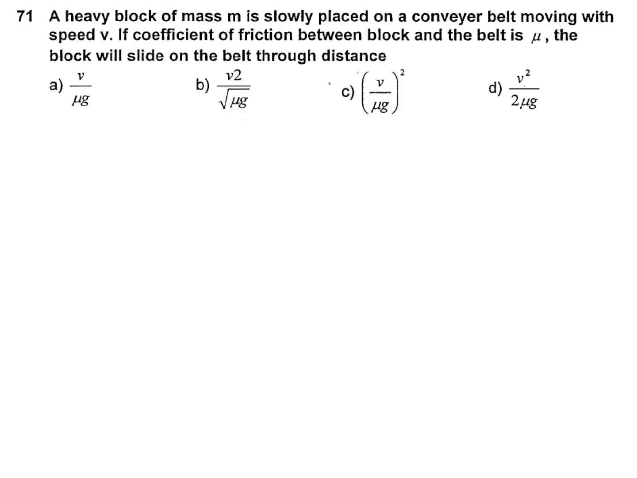A heavy block of mass m is slowly placed on a conveyor belt moving with speed v. If the coefficient of friction between the block and the belt is mu, the block will slide on the belt through what distance? Here we will use the work energy principle, conservation of energy.